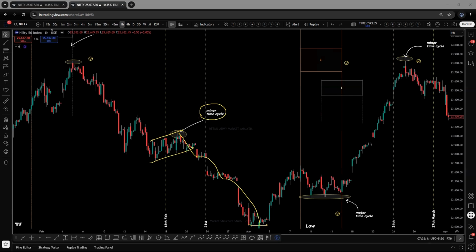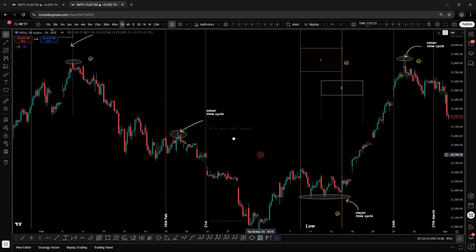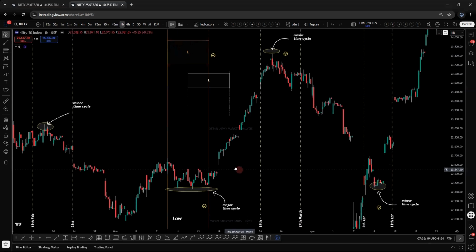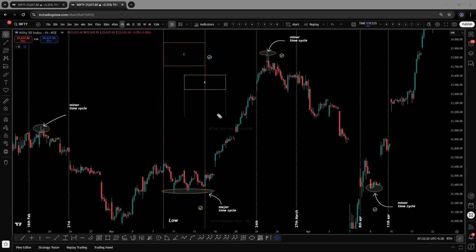Most importantly, we should not get trapped here. Next, what do we have? We had near the month of March, a major time cycle zone. What is the expectation? What is the bias?